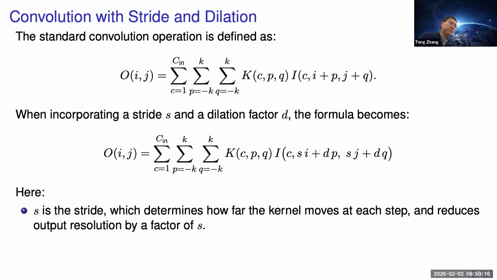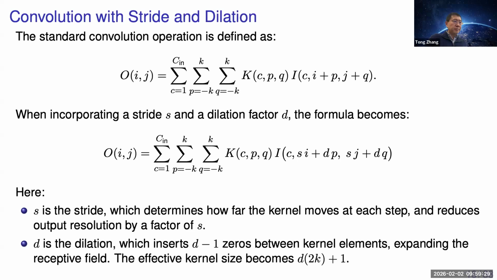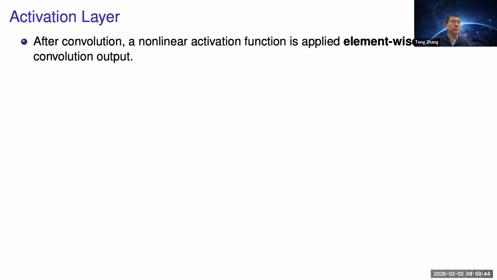But anyway, we will comment on the transpose later on. Stride reduces the dimension in the standard convolution. And dilation, you just make a kernel appear larger, but insert a lot of zeros. So that's what it is.